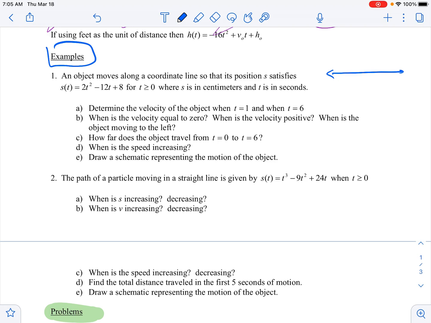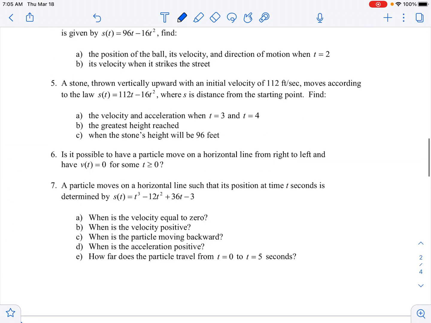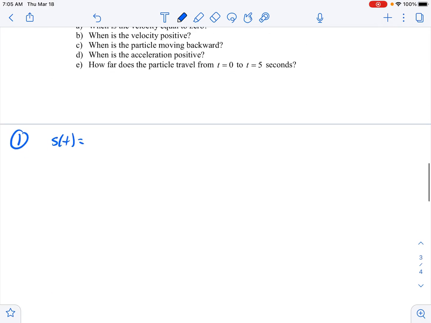For part A, I'm just going to come down here where I have a little room. Let me rewrite that function. The position function is 2t squared minus 12t plus 8, on the domain t greater than or equal to 0, which makes sense because we're talking about time here. In part A, we want to evaluate velocity at times 1 and 6.